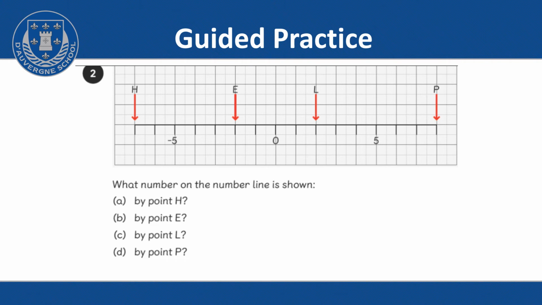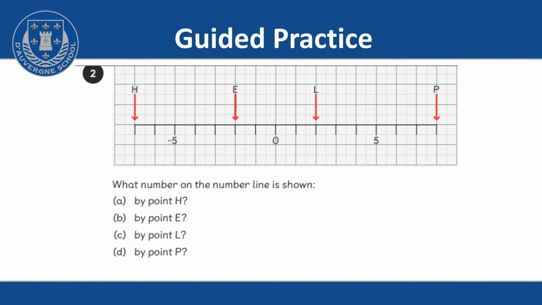Now we're going to move on to work out C, and we're going to find out what the value of point L is. Now remember, when we're counting from 0 to the right or 0 up, we are going to be having positive numbers. So we're going to count now 1, 2. So we know that the value of L is 2.